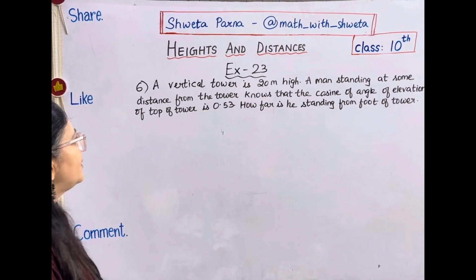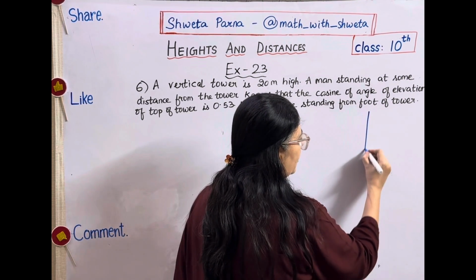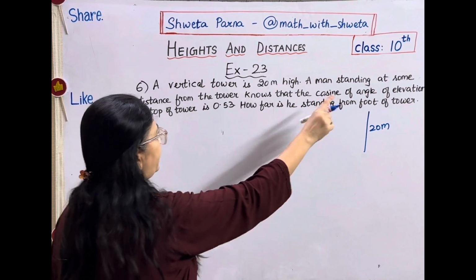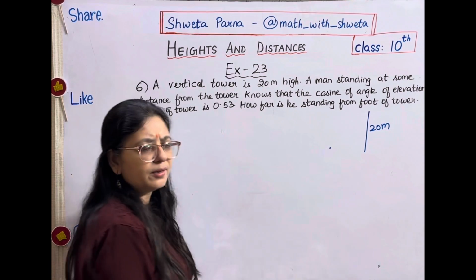Let's go to question number 6. A vertical tower is 20 meter high. This is a vertical tower and the height is 20 meter. Okay. A man standing at some distance from the tower. If this is a tower, say a man is standing here.